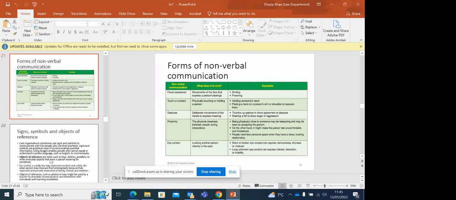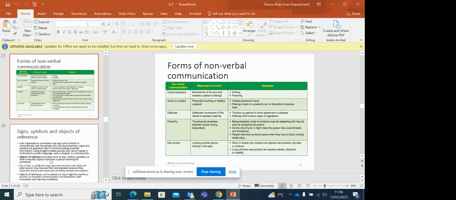So any sort of movements, any sort of person's feelings, smiling, frowning. Another is touch or contact: physically touching or holding a person, holding someone's hand, placing your hand on a person's arm or shoulder to reassure them that everything's going to be okay. Gestures are deliberate movements of hands to express meaning, so thumbs up to show agreement or pleasure, shaking a fist to show anger or aggression.